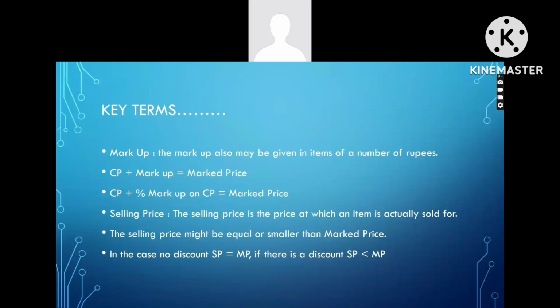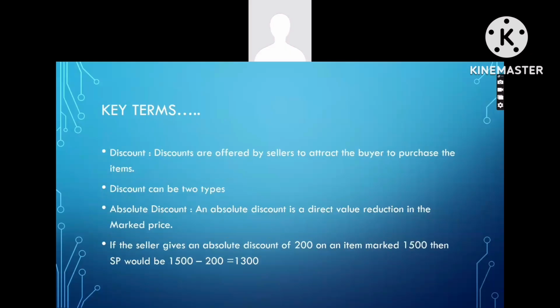Then comes selling price. The selling price is the price at which an item is actually sold. The selling price might be equal to or smaller than the market price. In the case of no discount, selling price equals market price. If there is a discount, SP is less than MP. Next comes discount. Discounts are offered by sellers to attract buyers to purchase the items.